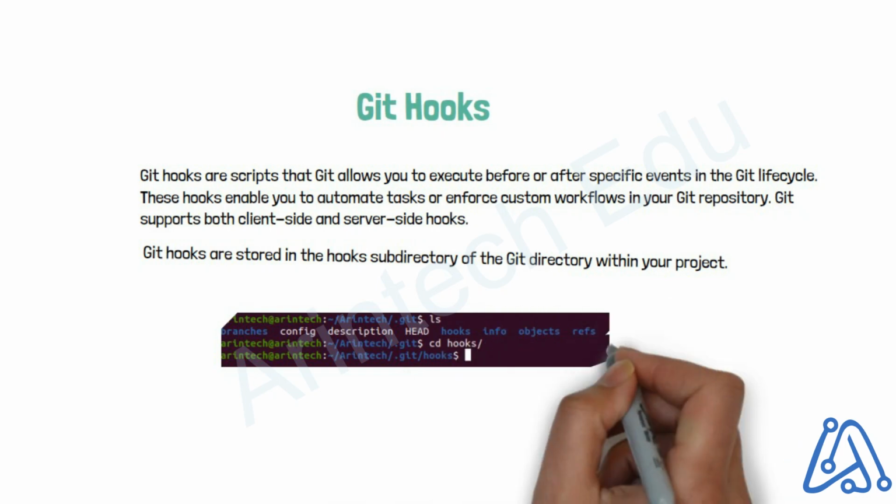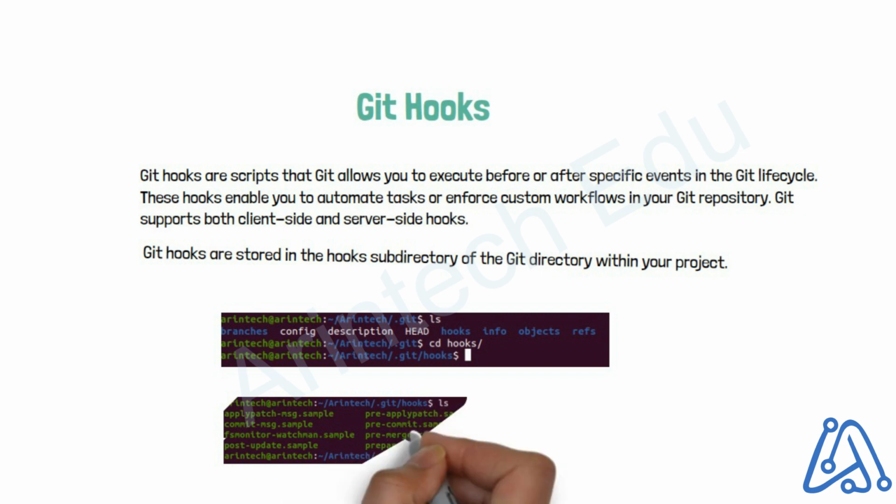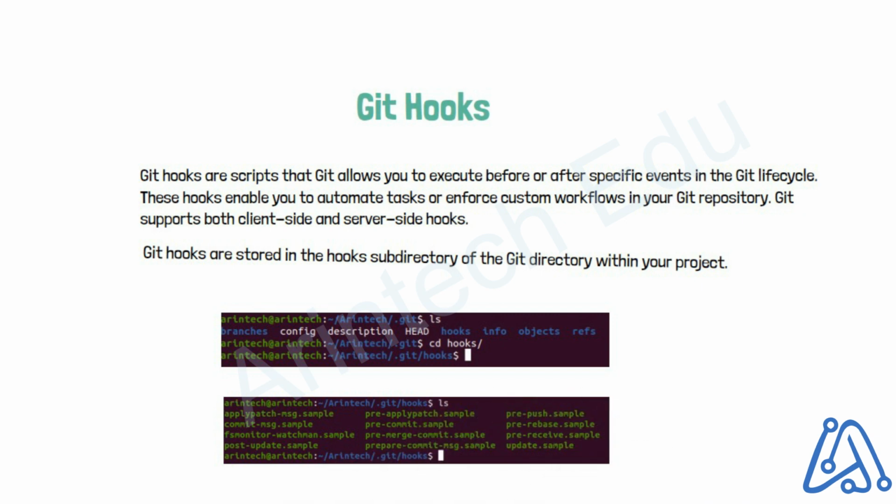In this example, we'll explore the .git directory of a Git repository. The .git directory contains the internal data and configuration of your Git repository, such as hooks. The hooks directory allows you to set up custom scripts that Git will run at certain points.